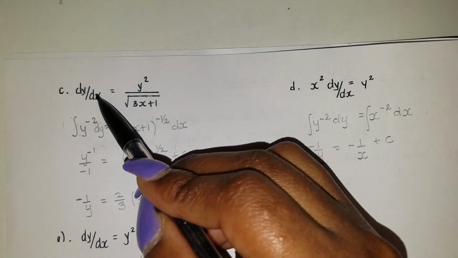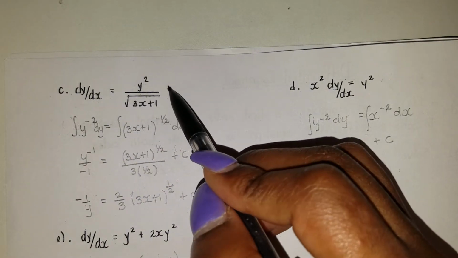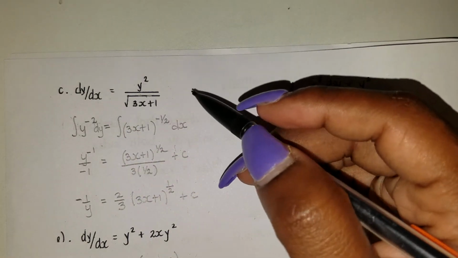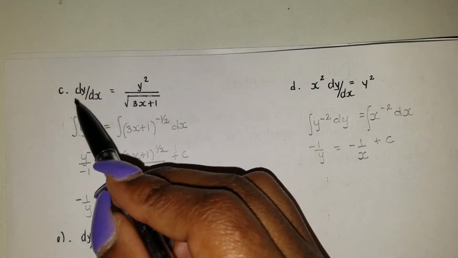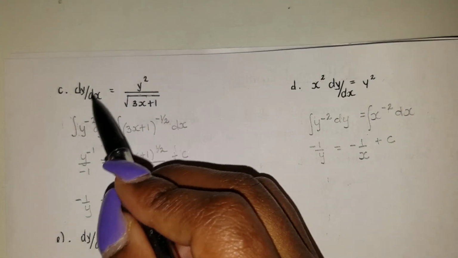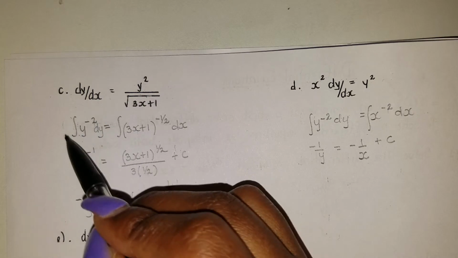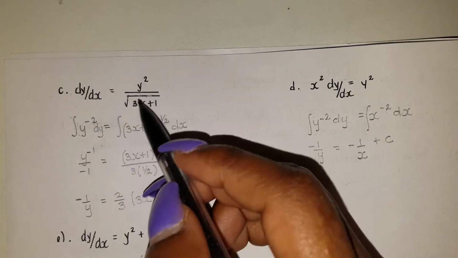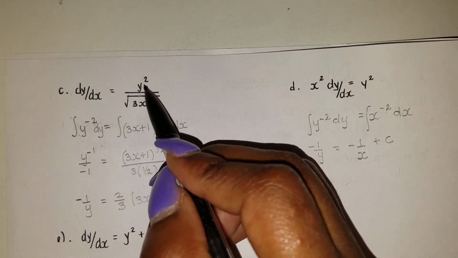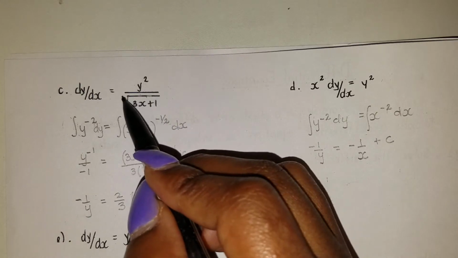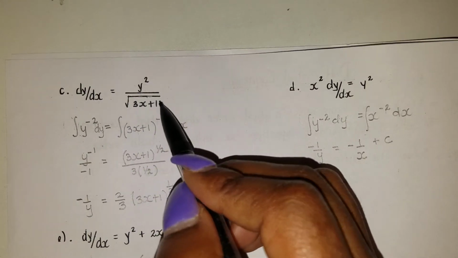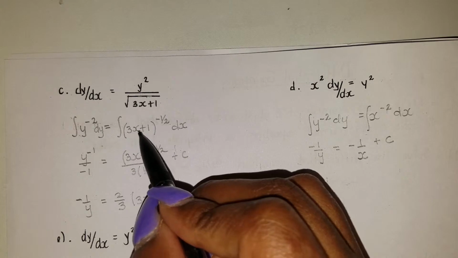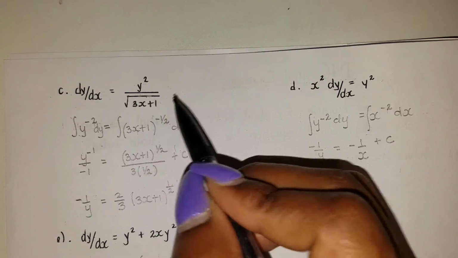This dx gets brought to the opposite side. So now, this y squared is now y raised to negative 2 when brought over, and we're integrating this side with respect to y. What we're left with is a 1 over root 3x plus 1, or 3x plus 1 raised to a negative half.